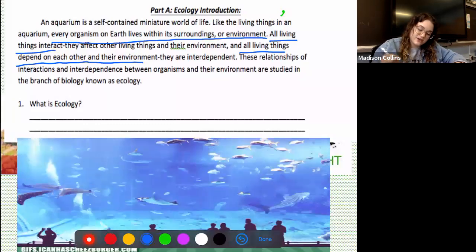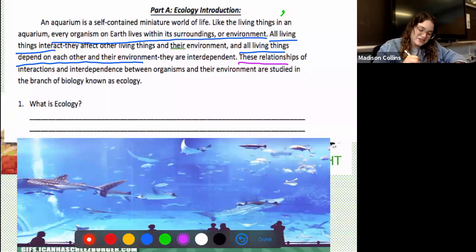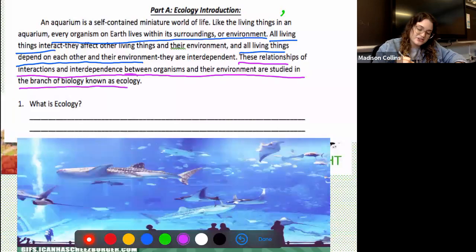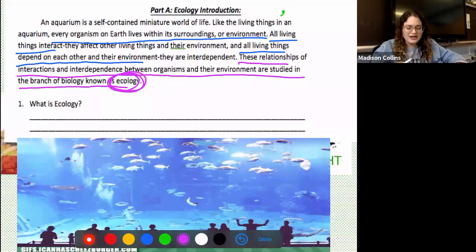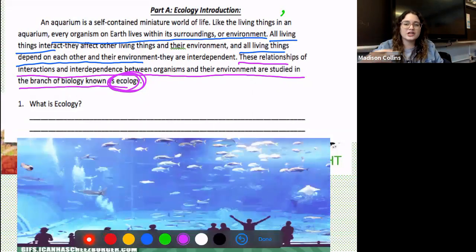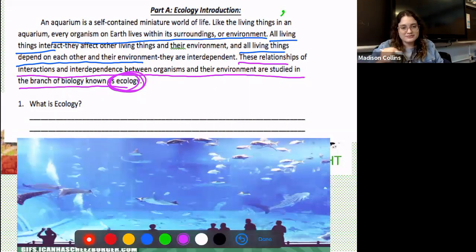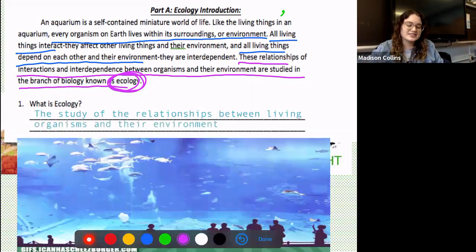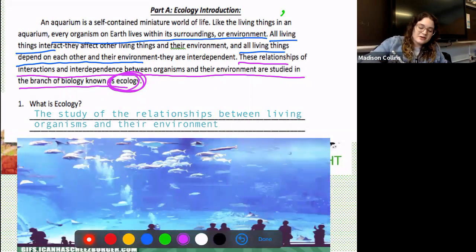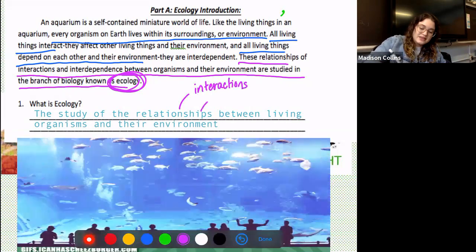These relationships of interactions and interdependence between organisms and their environment are studied in the branch of biology known as ecology. So now I want to ask you guys, what is ecology, right? We said earlier, this is the study of the environment, but be a little bit more specific now that we've read this passage. So go ahead and pause this video, tell me what's ecology, and press play. So what is ecology? This is the study of the relationships between living organisms and their environment. And when we talk about relationships, we're talking about the interactions between organisms and their environment and the interdependence.